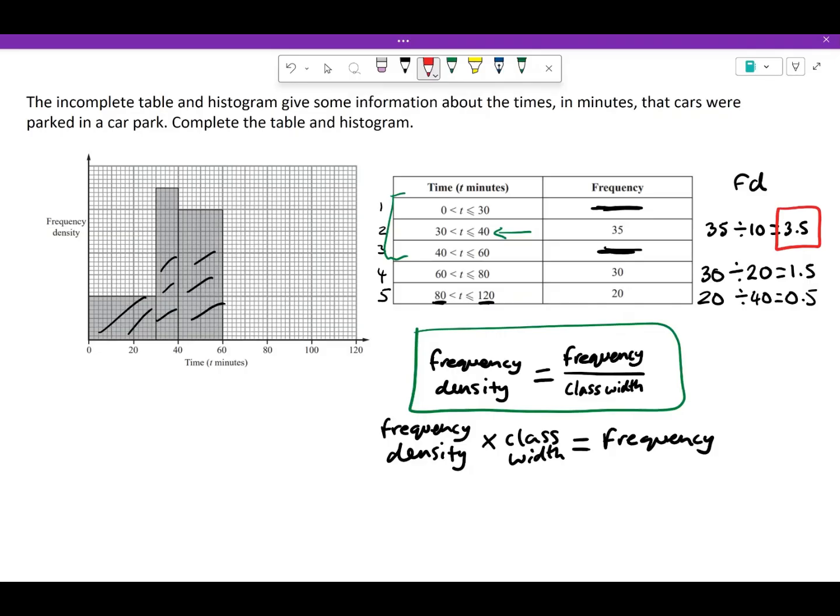Therefore, I can go to the bar for 30 to 40, so that's going to be 30, which is here, to 40, which is here, and I know the height of this bar must be the 3.5. So I can label that on my diagram, so we would have 3.5 here, and now we can figure out the scale on my frequency density axis.